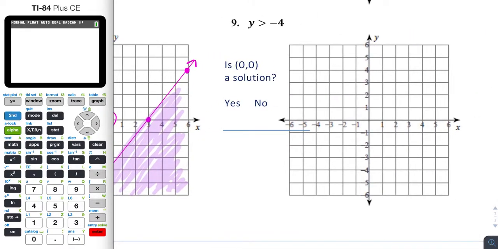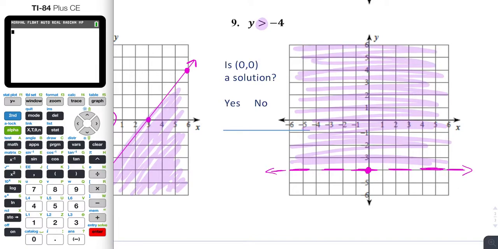Okay, last one, y is greater than -4. So y at -4 is here. Since it's just greater than, it's not greater than or equal to, we're going to have a dashed line through that y at -4. Okay, and then it says y is greater than that, so it's bigger, so we're going to go up. So we shade up here, and then 0, 0 is in the shaded area, so yes, it is a solution.